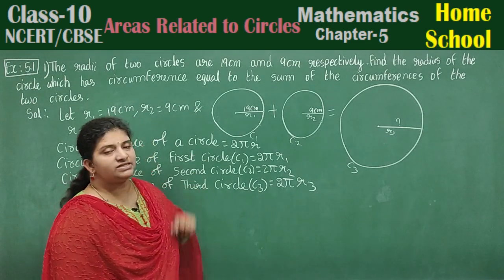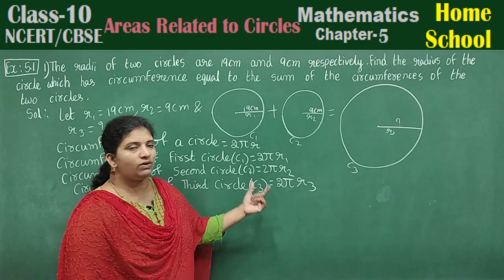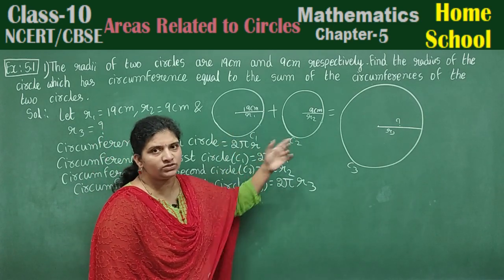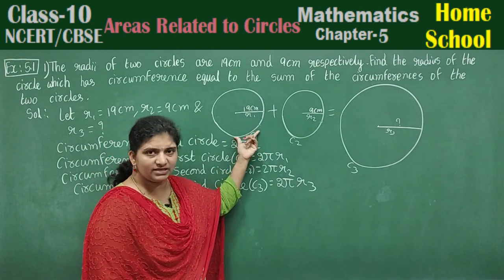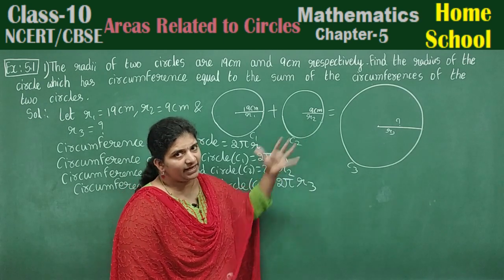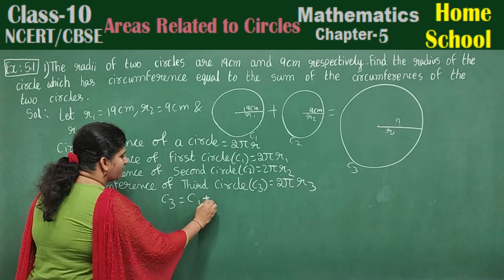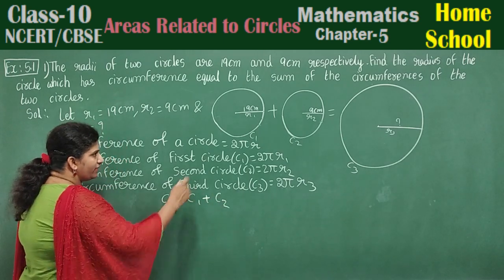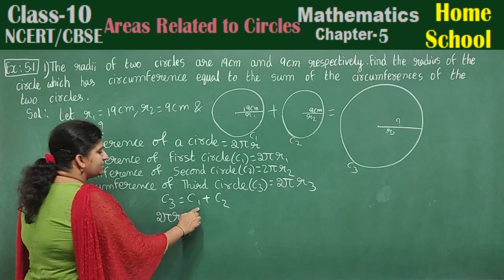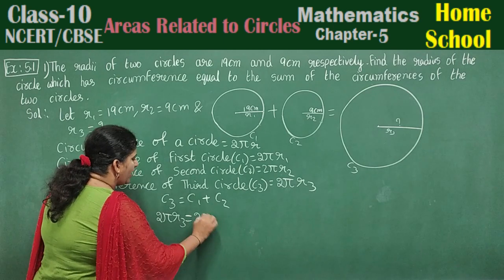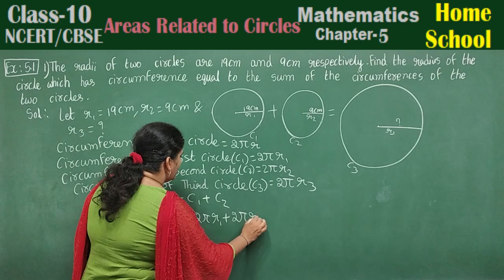Okay. Now what is the given statement here? The circumference of the new circle, or third circle, is equal to the sum of the circumferences of these two circles. Right? Let us assume C1 as the circumference of the first circle, C2 as the circumference of the second circle. Let us frame this: C3 is equal to C1 plus C2. Circumference of the third circle is how much? 2 pi R3. C1 circumference is 2 pi R1 and C2 circumference is 2 pi R2.